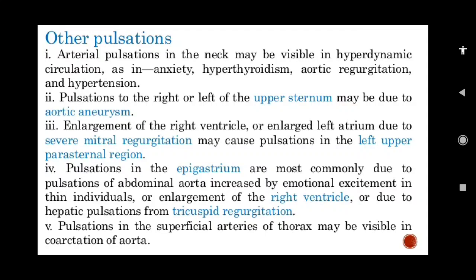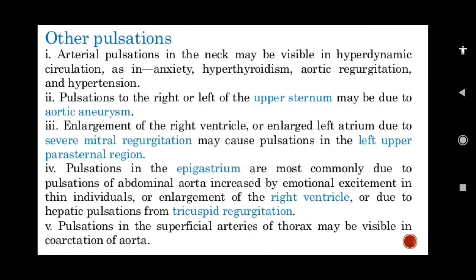And pulsations in the superficial arteries of the thorax may be visible in coarctation of aorta. So other pulsations are because of all these reasons. You have to remember at least 2 points. First one, visible in hyperdynamic circulation, that is arterial pulsations in the neck. And next one, upper sternum because of aortic aneurysm. Right or left upper sternum pulsations are seen because of aortic aneurysm.